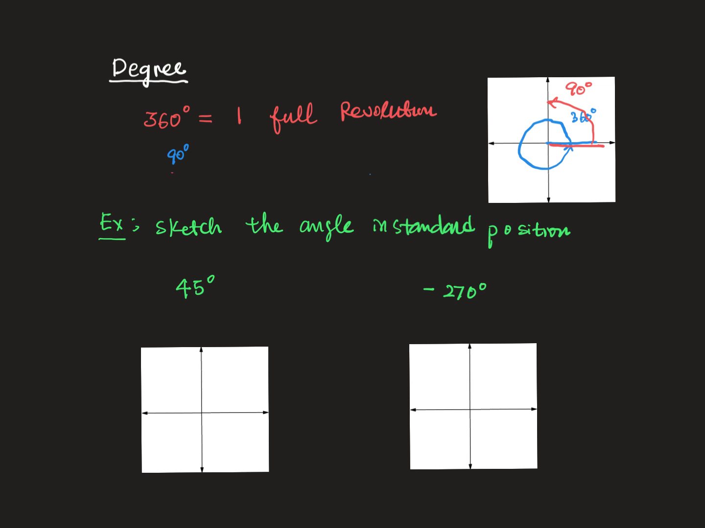Let's go to 45. Here is the initial side. 45 is here in the first quadrant. This one is 45 degrees. That's how you sketch the angle in standard position. How about negative 270, guys? The initial side is right here. Go the opposite way, clockwise. Here is 90, 180, 270. So here is the terminal side. This one is negative 270.